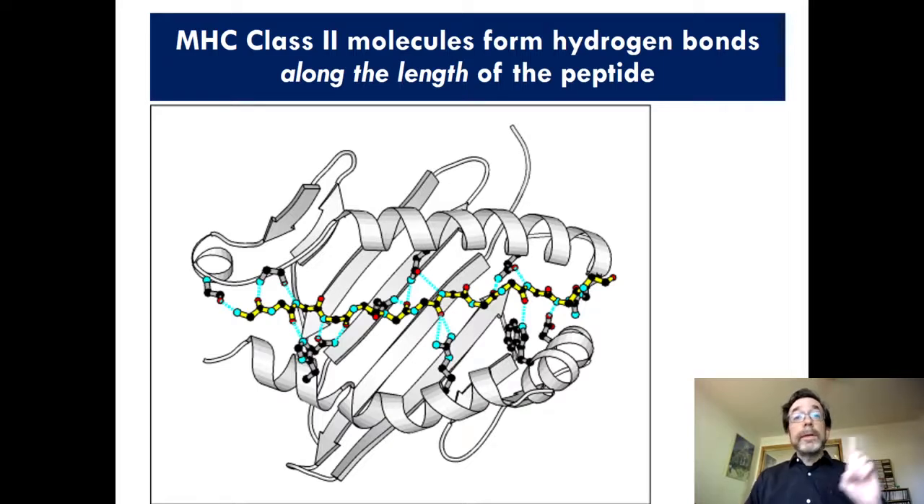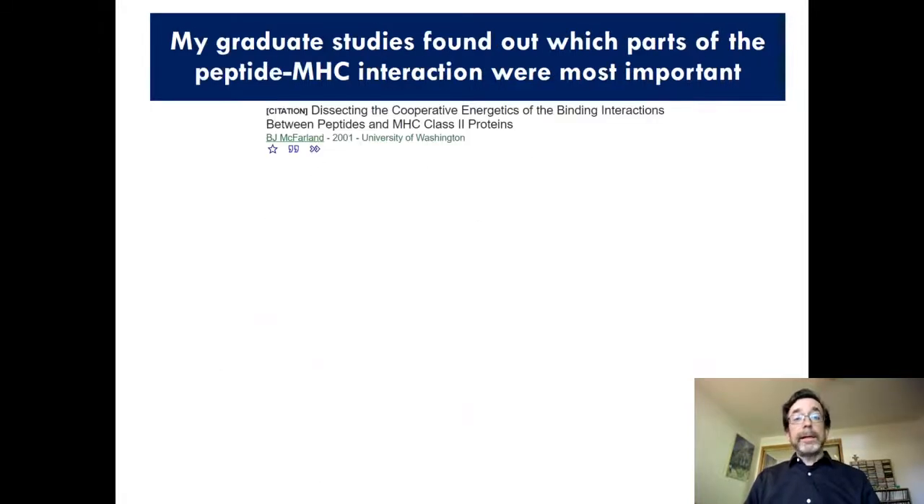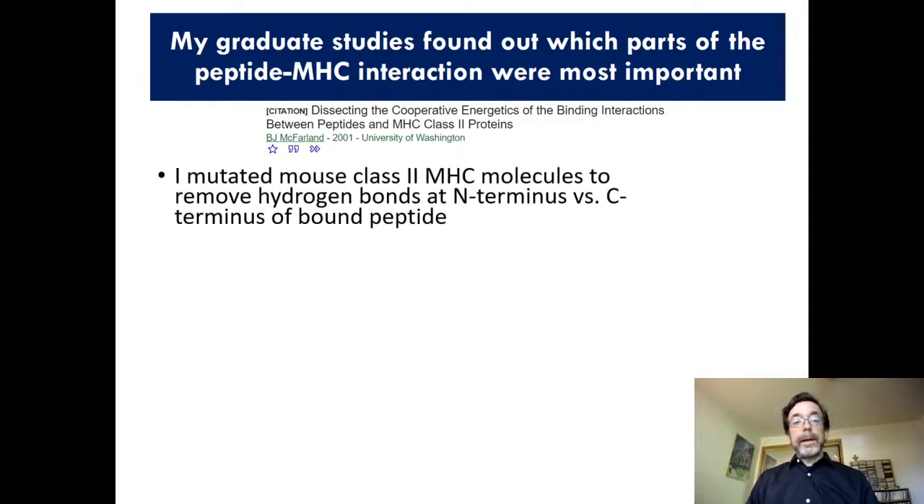We don't know until we test them. And that's what I did for my graduate studies. I tested the hydrogen bonds in a mouse Class II molecule. I made the molecules, and I tested them with physical chemistry, actually. I tested the kinetics of binding. And here's my thesis right here. If you want to talk to me about it, I can do another 5 hours of lectures on it, I'm sure. You can look it up.